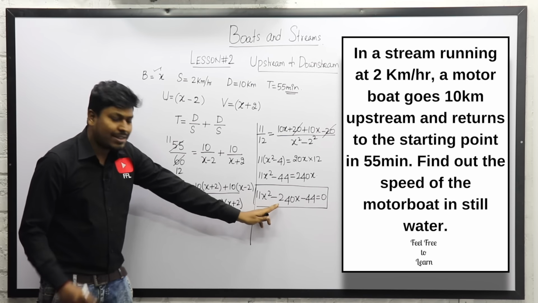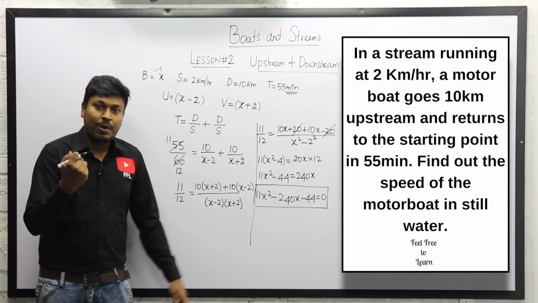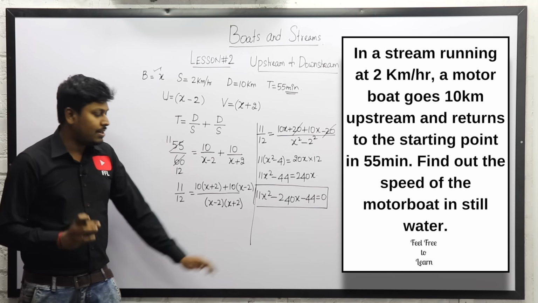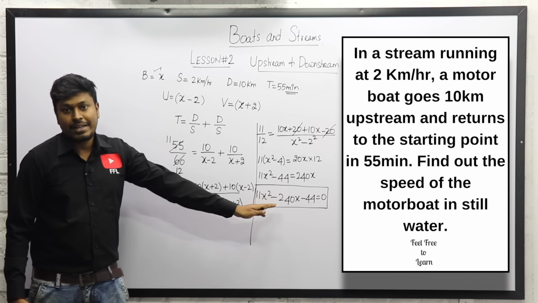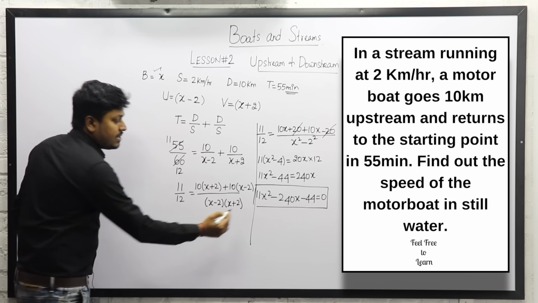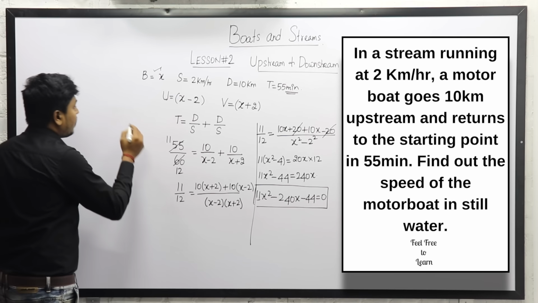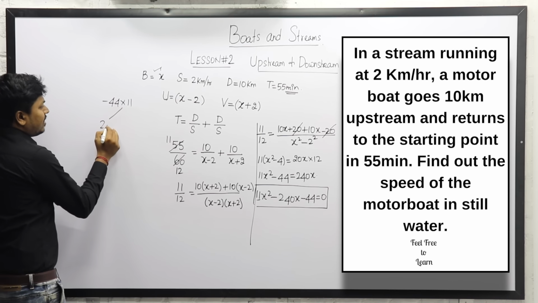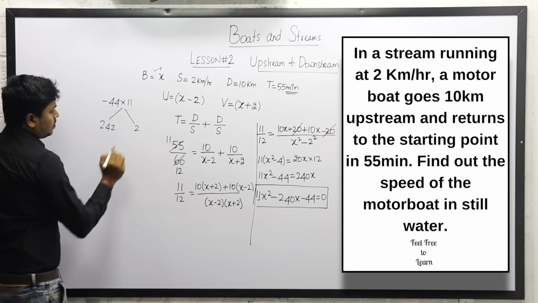So what are all the steps? In the equation topic, we have solved nearly 400 to 500 questions based on the same quadratic equation pattern. It's very simple. Just see here, 11 square, there is 44. So minus 44 into 11, the resultant will be 242, and here it is 2, I hope.